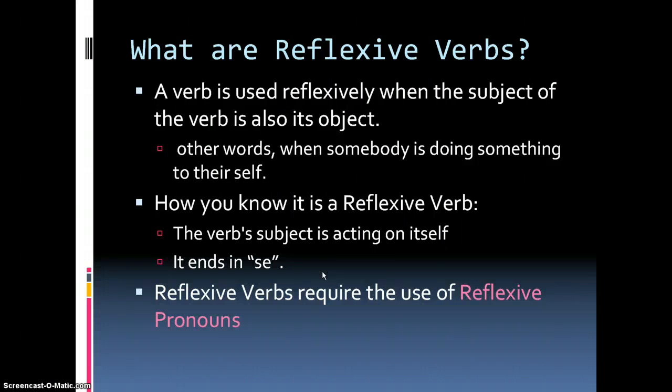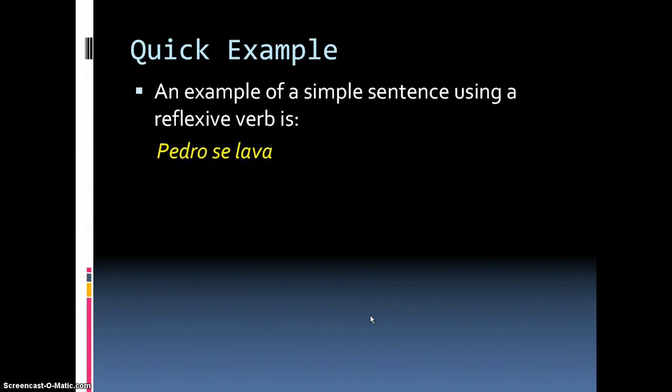How you know it's a reflexive verb: the verb subject is acting on itself, just like I said, and it ends in se. So, caerse, afeitarse, arreglarse, ponerse, all those words. And a lot of these, especially the ones we're using, are going to be the things you do to get ready for school. That's what we're doing, at least in this chapter. Reflexive verbs require the use of reflexive pronouns, which are coming up apparently on the next slide.